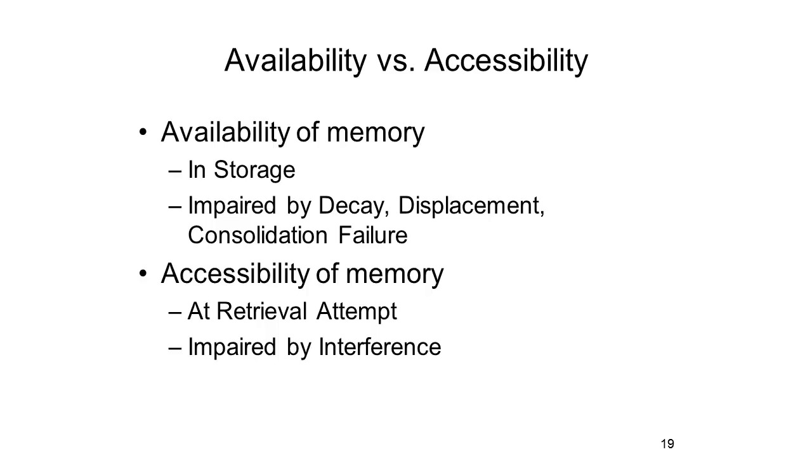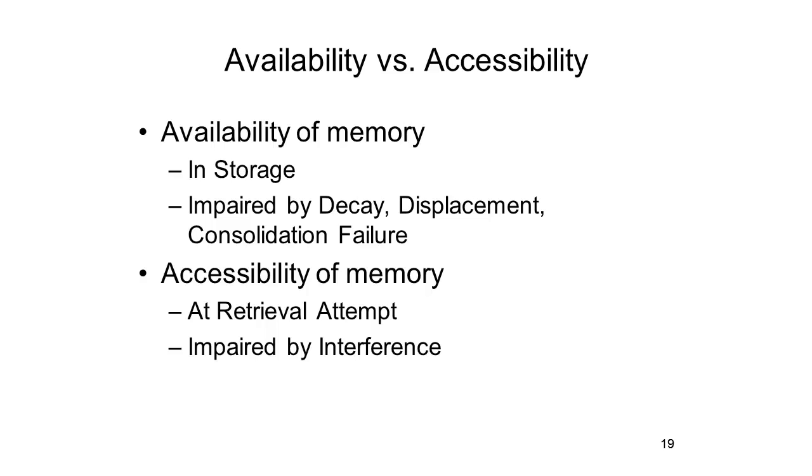Availability has to do with the existence of a trace in memory storage. Traces are available in memory by virtue of having been encoded, consolidated, and retained in storage. Decay, consolidation failure, and displacement are essentially effects on availability. But not all memories available in storage are accessible at any particular time. Interference is an effect on accessibility.